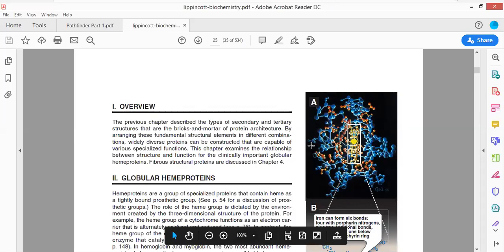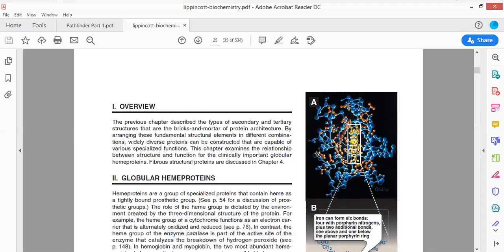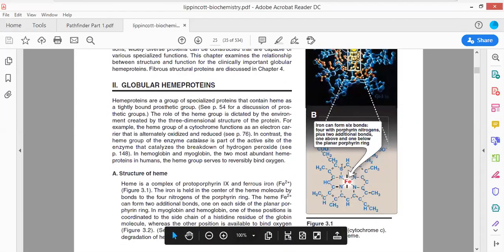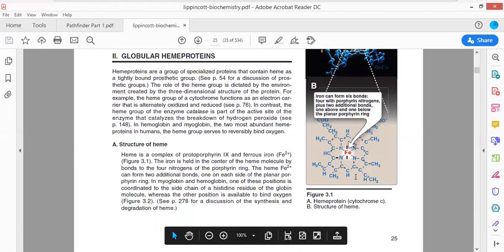Now see this. There is a spherical structure and there is an iron atom present in the center. So this is the structure of the hemoglobin molecule. It is a globular protein. You can see there is an iron and there are ring-shaped structures present. So this is the globular protein that will get dissolved in water.